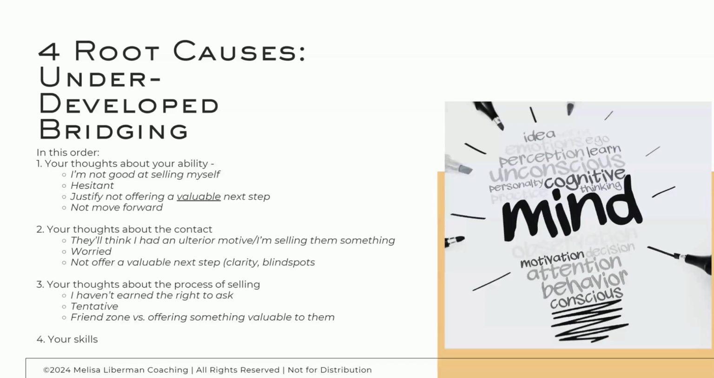The first one I'm going to share is usually the most impactful, and that is your own thoughts about your ability, about yourself. The first root cause of your underdeveloped skill of bridging a contact into a lead comes down to, first and foremost, your thoughts about that ability. You might be thinking something like, I'm not good at selling myself, or I don't want to come across as salesy. And when you think that way, it creates hesitation when you go into this call, especially toward the end when you're thinking about what the next step might be.